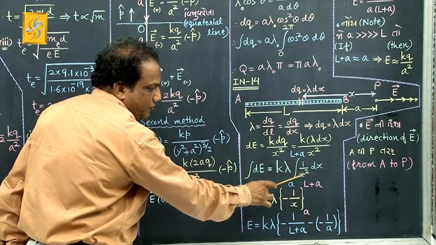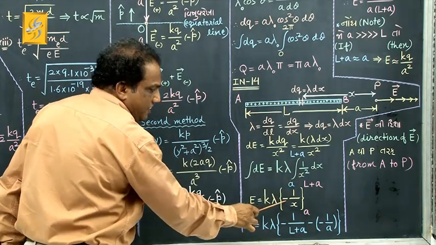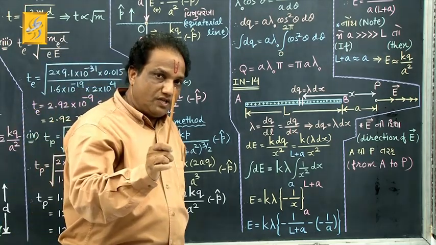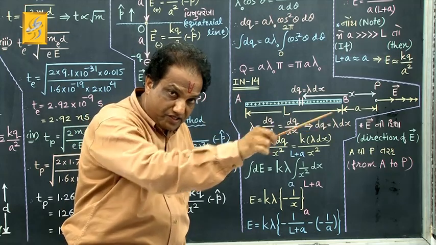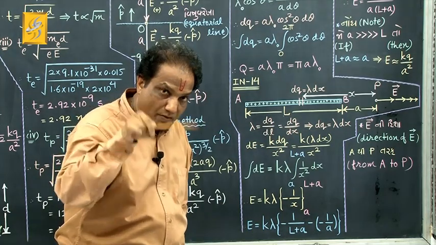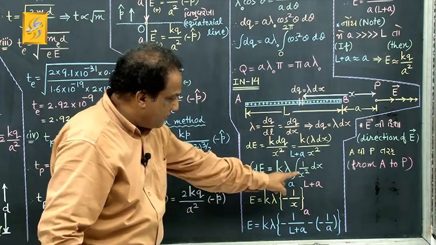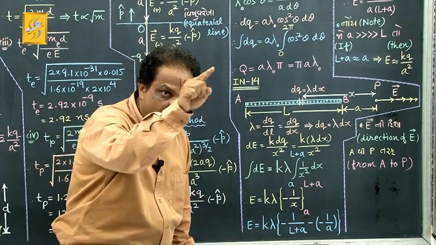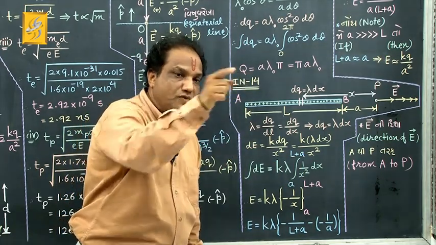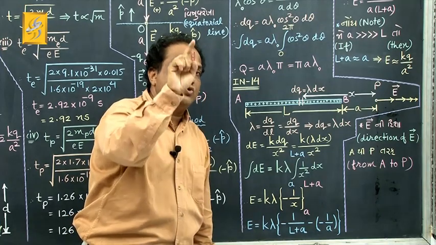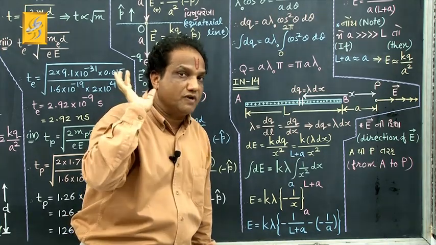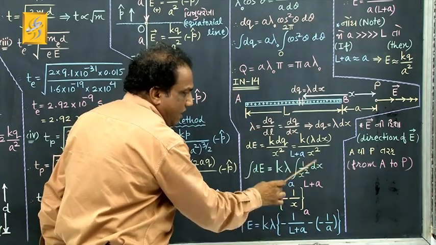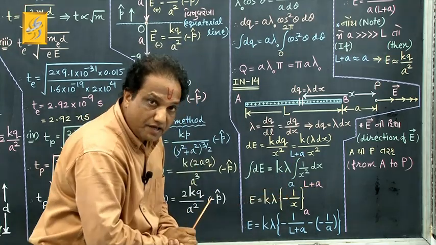What about integration of 1 upon x squared dx? By formula it is minus 1 upon x. Forgotten? Just recall the formula, integration of x raised to n dx is x raised to n plus 1 upon n plus 1. Similarly here, when you take x squared up in the numerator, it will be x raised to minus 2. So integration of x raised to minus 2 dx is x raised to minus 2 plus 1 upon minus 2 plus 1, that is x raised to minus 1 upon minus 1, that is minus 1 upon x. Wait, lower limit is a, upper limit is L plus a, correct?